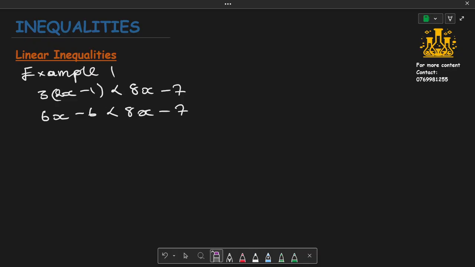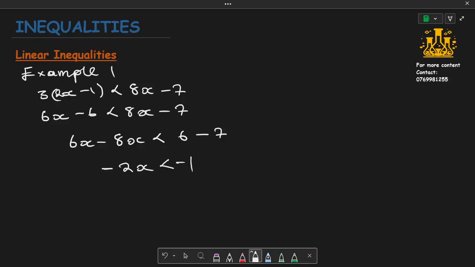Okay, change the type of eraser I'll be using. Okay, so we can make this jump to the other side and this also jump to the other side. And when we do that, what we're going to get will be 6x minus 8x is less than 6 minus 7. That's what we're getting. And we find that this side we're going to get negative 2x is less than negative 1.